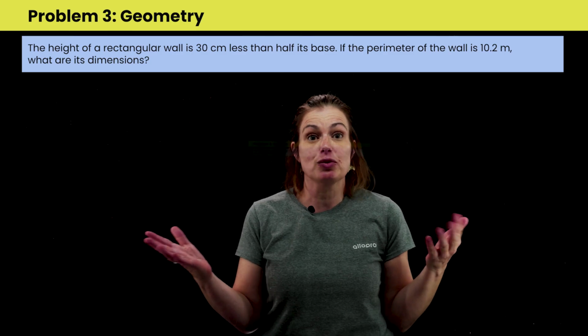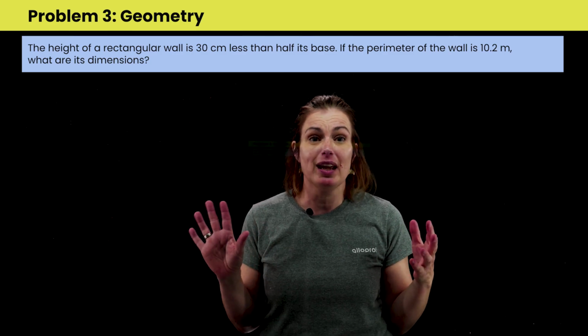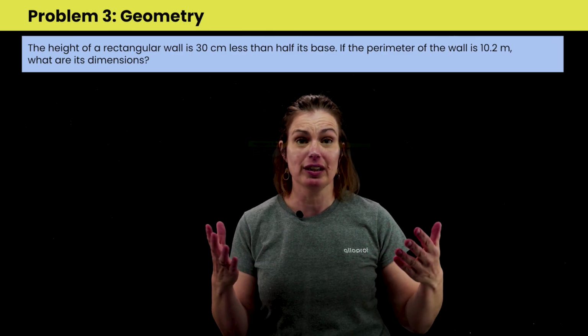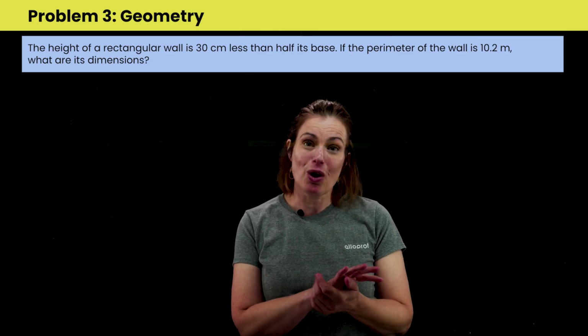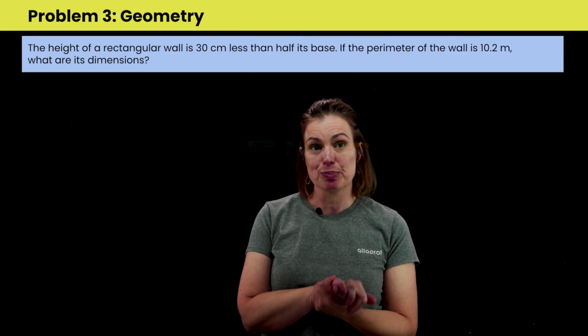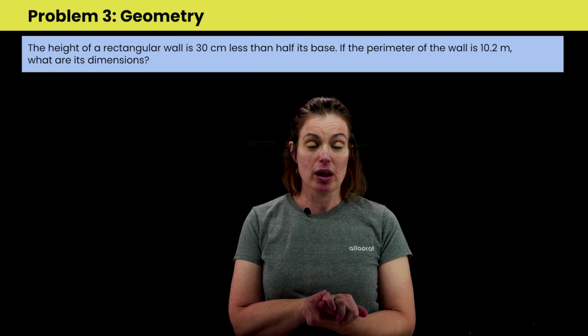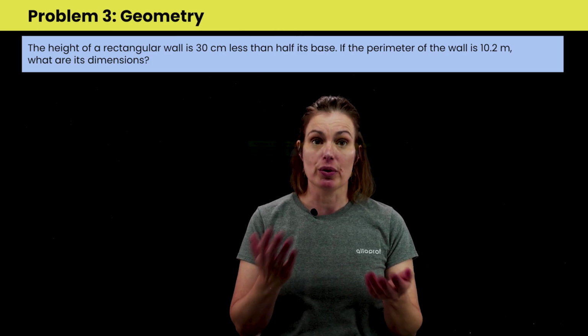Geometry, when there's algebra in geometry problems all the time, and well, algebra is actually in a lot of different kinds of problems. So here we go. The height of a rectangular wall is 30 centimeters less than half its base. If the perimeter of the wall is 10.2 meters, what are its dimensions?